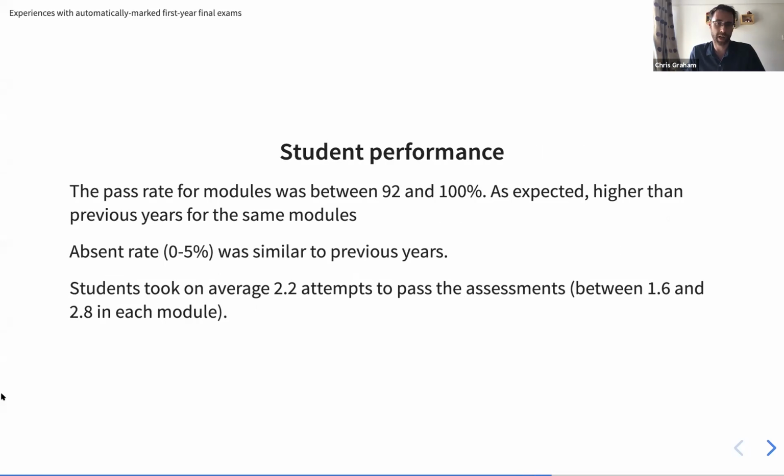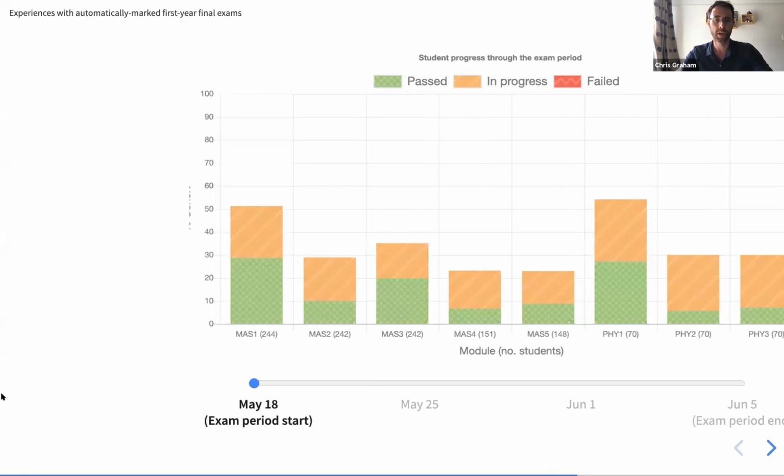The pass rate was high. The absent rate was very similar to previous years. What was promising was that students had to work to pass the assessments. So we'll see in a moment, less than half passed first time. So I think it did its job in that sense.